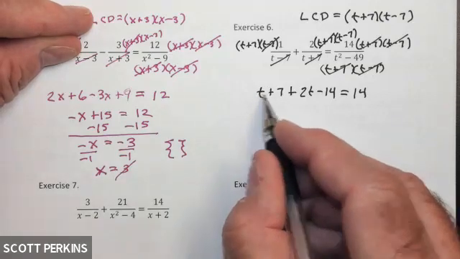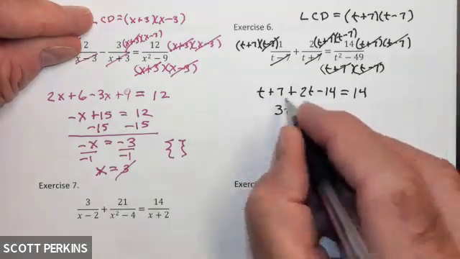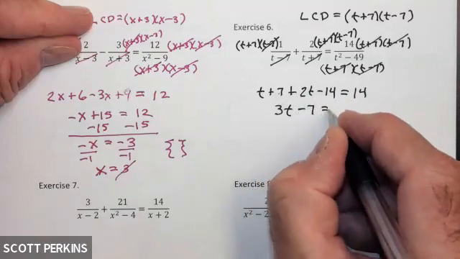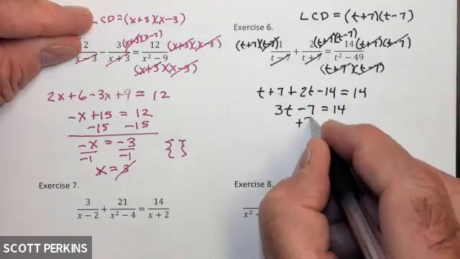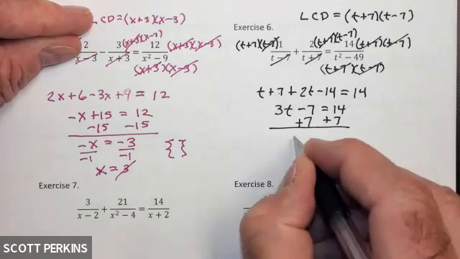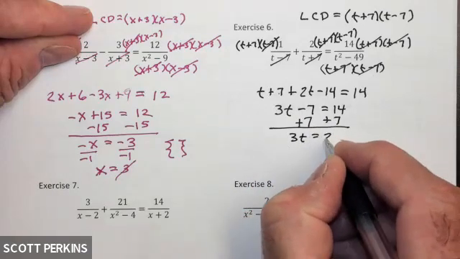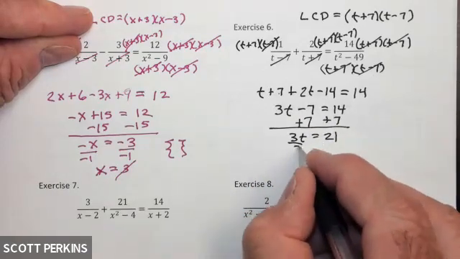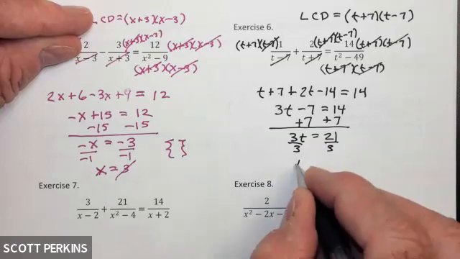So combine my like terms. T plus 2t is 3 of them. 7 minus 14 is negative 7. Add the 7 to both sides, and I get 3t equals 21. I'm hoping that this is child's play for you, solving these linear equations. And then t is 7.